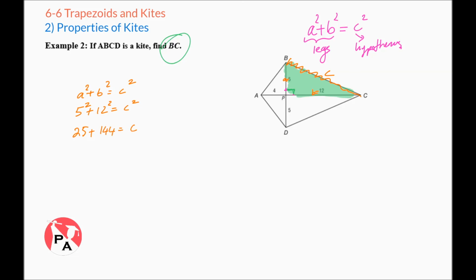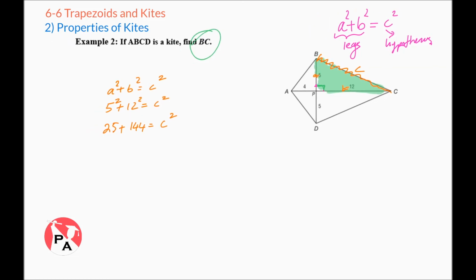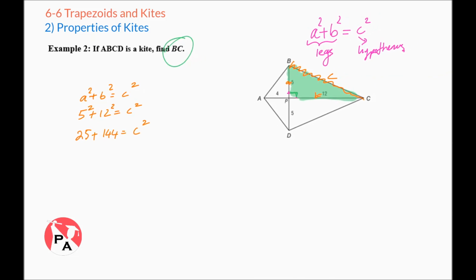Right hand side stays the same. We combine the like terms on the same side. These two, which is 169. Right side again stays the same. Now we need to get rid of this squared to get the variable by itself, which means we need to do the square root radical to each side.